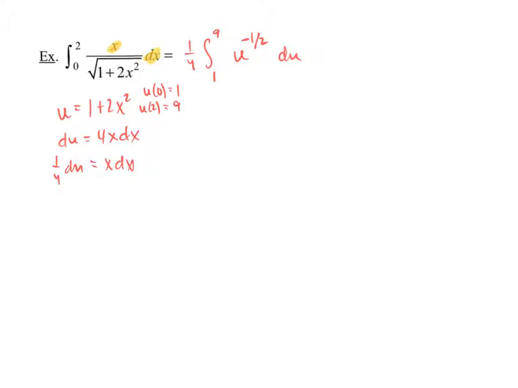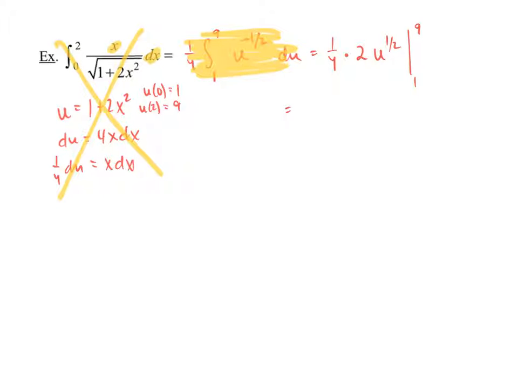Now, once I get everything in terms of u, I do not want to go back to x. So I'm basically acting like this right here is the original question. I am done with this right here. So starting from 1/4 integral from 1 to 9 of u to the -1/2 du, I'm going to put the 1/4 in the front, since it's just a constant, and then multiply by the antiderivative of u to the -1/2, which will be u to the 1/2 multiplied by 2, evaluated from 1 to 9.